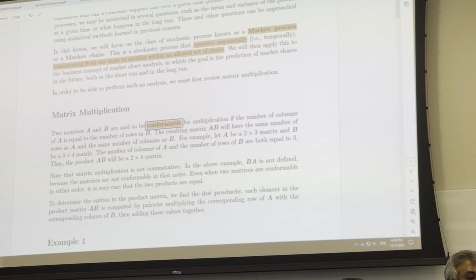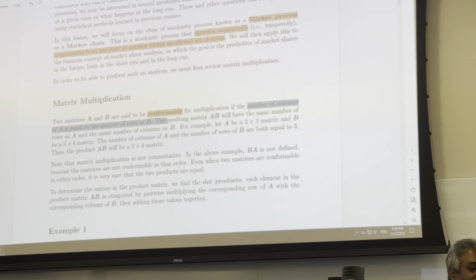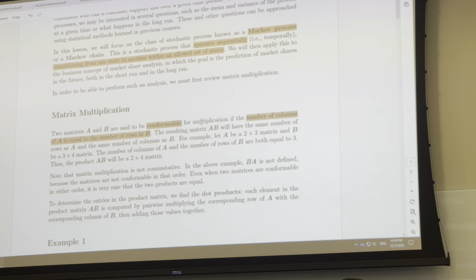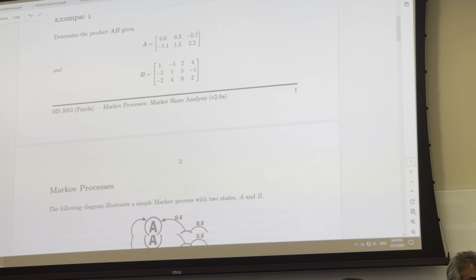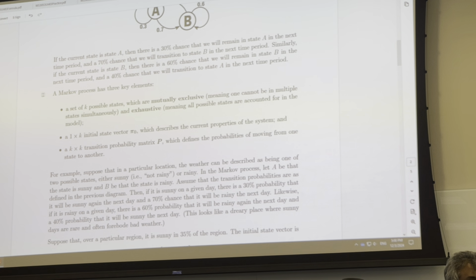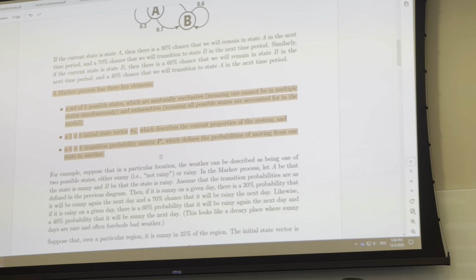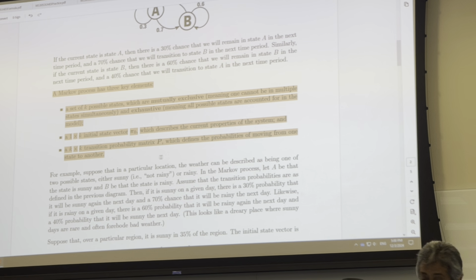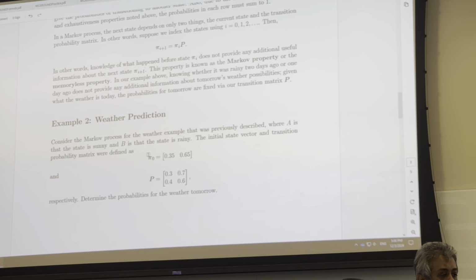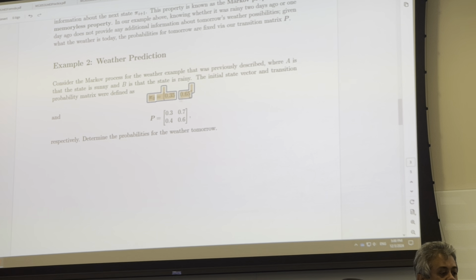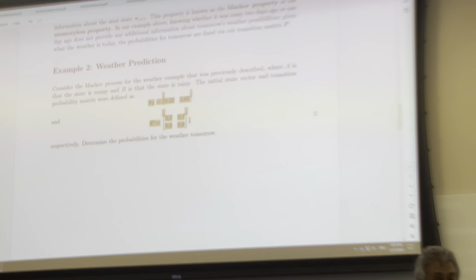If I want to multiply matrices, they have to be conformable. The number of columns in the left matrix has to equal the number of rows in the right matrix. Know how to compute matrix products. Know these elements of a Markov process. If I want to fully define a Markov process, I have to know the states, the initial state, and the transition probabilities. There are three things for a Markov process. Understand the structure of the state vector and the transition probability. You might have to interpret some probabilities.